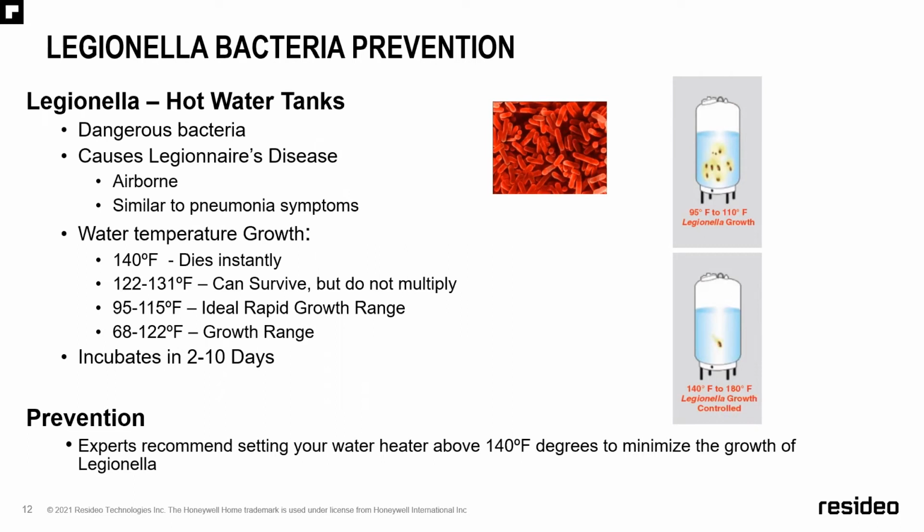But all of a sudden your tank temperature drops and you're not home. Guess what's going to happen inside that tank? That Legionella is going to blow up and it's going to grow inside that tank. So that's a circumstance that could happen. And then anything below 122 degrees, it'll just grow rapidly.